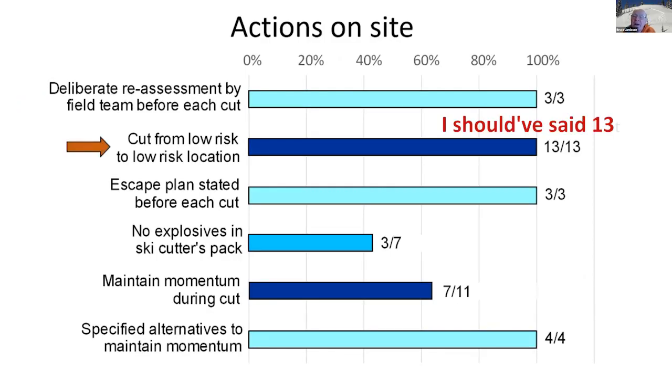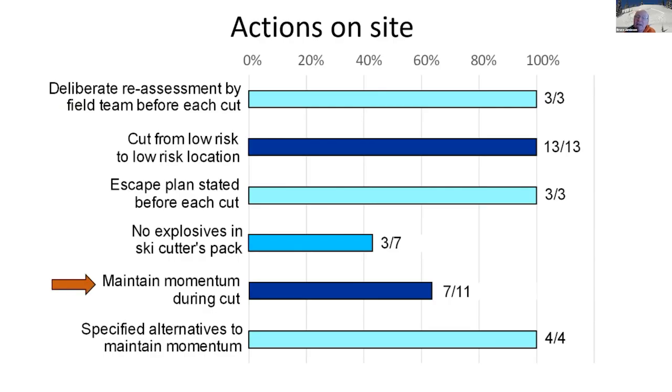3 operations specified cutting from a low-risk position to a low-risk position. 3 operations specify the ski cutter state the escape route before each ski cut. 3 of 7 specified no explosives in the ski cutter's pack. This means that 4 operations allowed explosives in the ski cutter's pack. And one advantage of this is that if the team encounters more wind load than expected or a harder slab than expected, they can use an explosive while leapfrogging down a ridge.